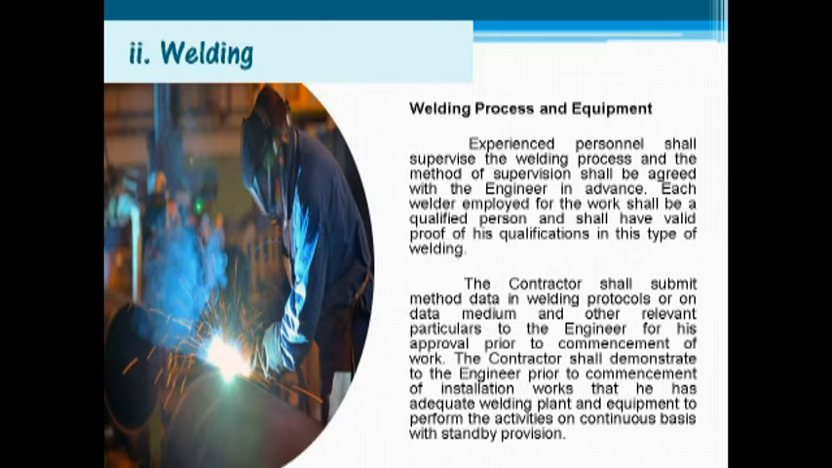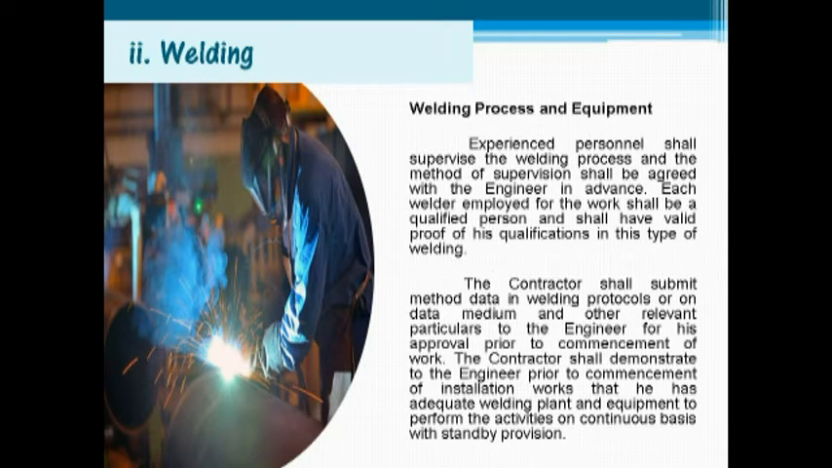Welding process and equipment. Experienced personnel shall supervise the welding process. The method of supervision shall be agreed with the engineer in advance. Each welder employed for the work shall be a qualified person and shall have valid proof of his qualification in this type of welding. The contractor shall submit methods data in welding protocols on data medium and other relevant particulars to the engineer for his approval prior to commencement of work.